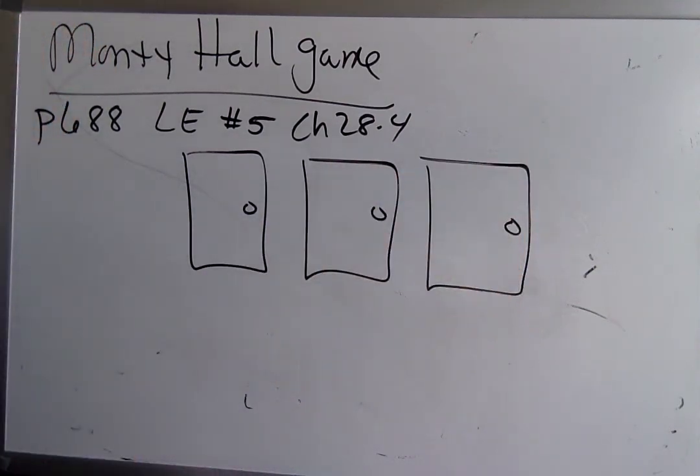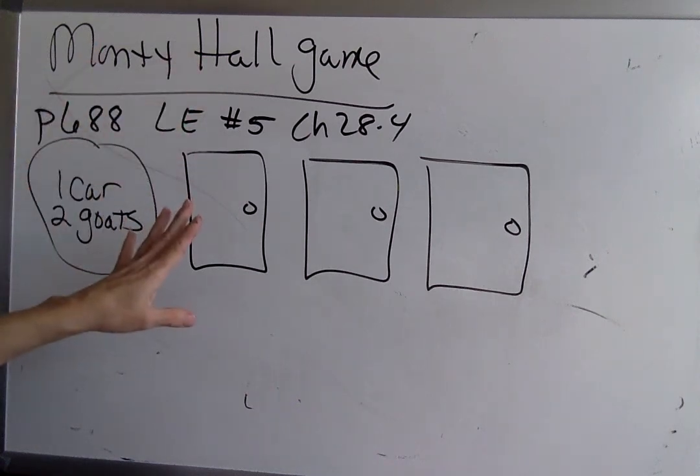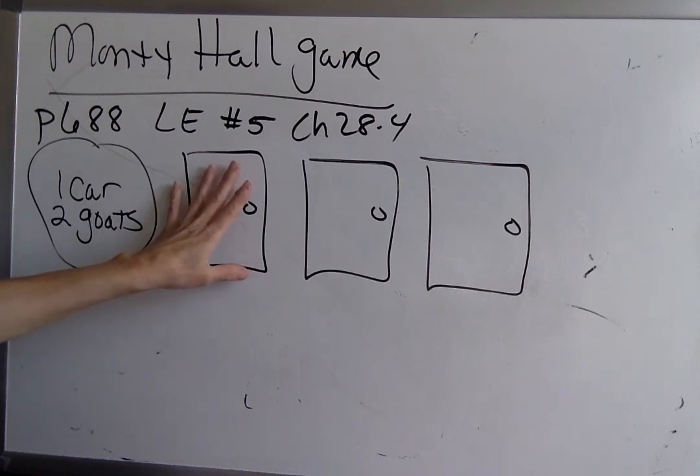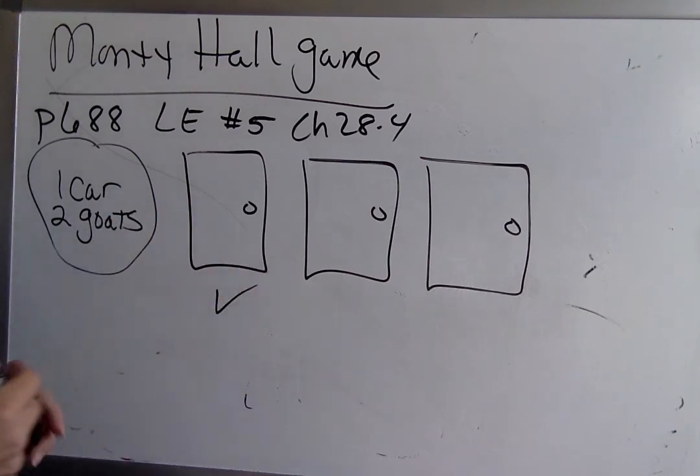on the stage, okay? So there is 1 car and 2 goats. Those were the prizes, and they were hidden behind the doors. So, of course, the contestant did not know what was behind each door. So Monty lets the contestant pick a door. Okay, let's just say I pick this one.